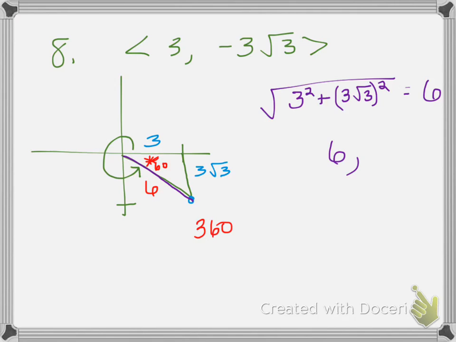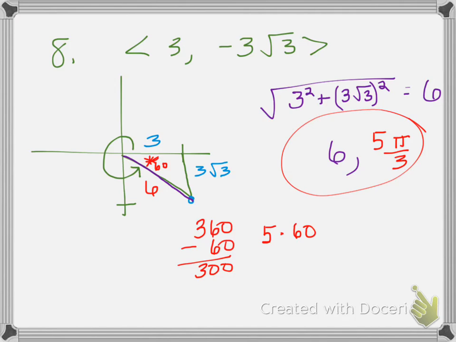If I take 360 and subtract 60, I get 300. 300 is 5 times 60. So my angle would be 5 times pi over 3, because 60 is pi over 3. Again, if you didn't know, you could do sine, cosine, or tangent of the angle equals one of those others and do the inverse. But I think if you'll recognize your special triangles, it won't be too bad.